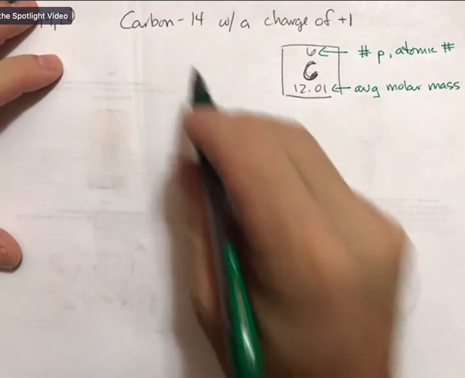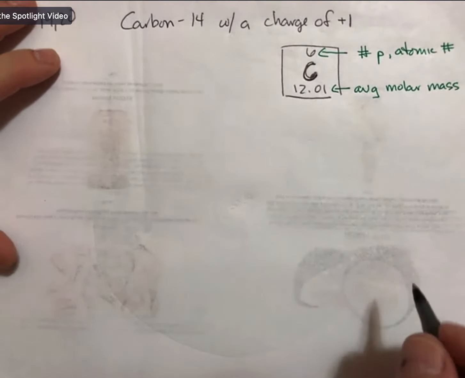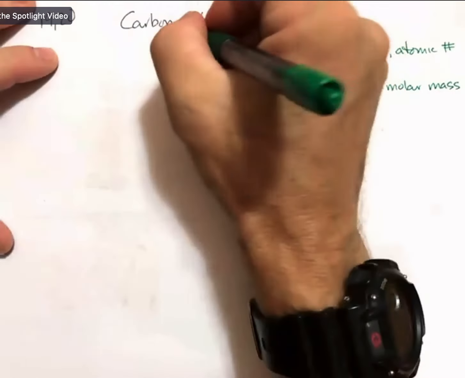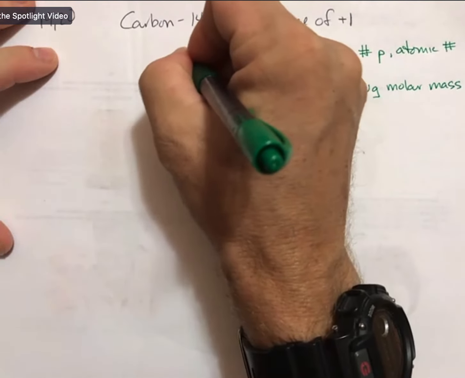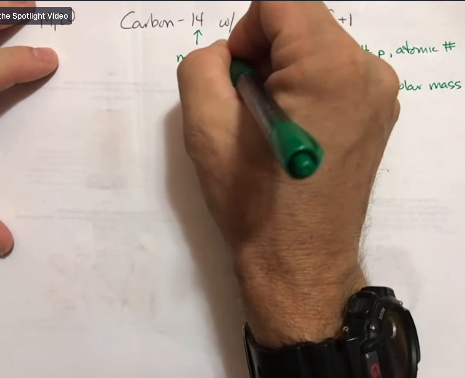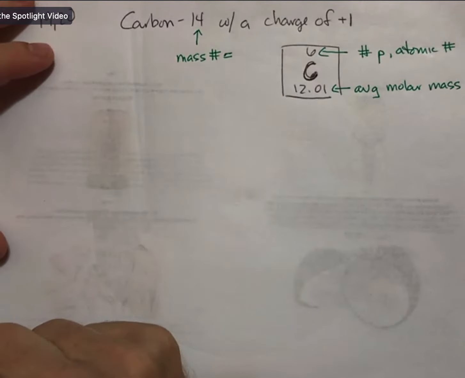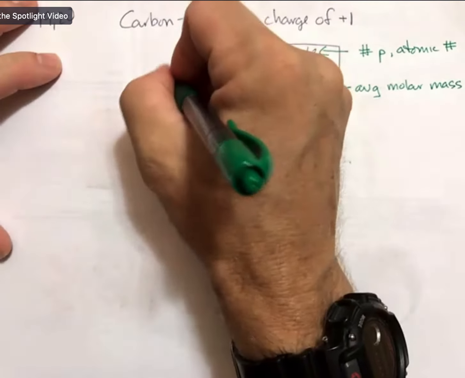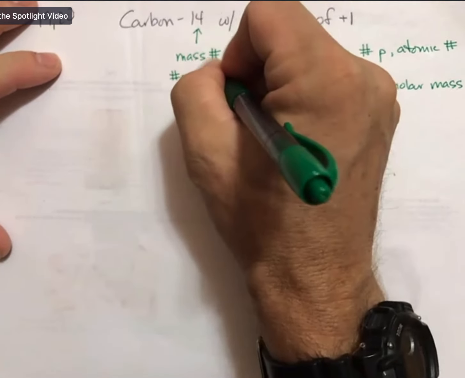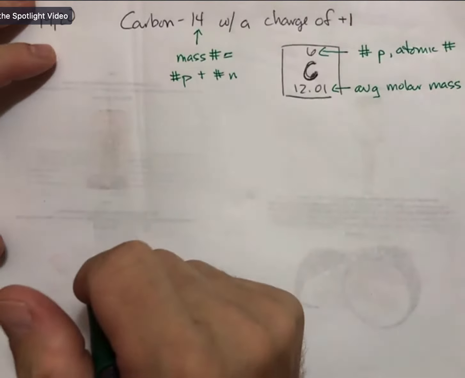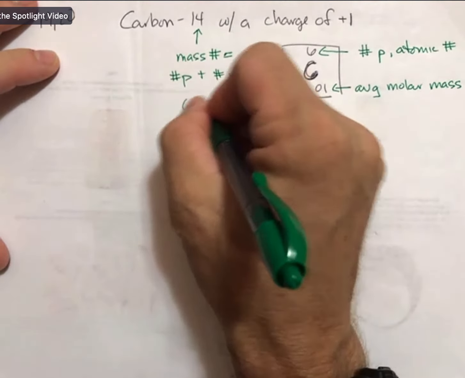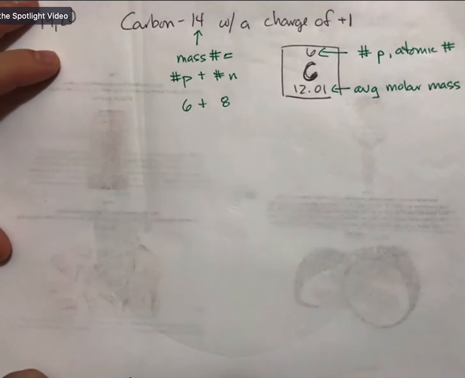Now let's talk specifically about carbon 14. So 14 is what's called the mass number. And the mass number is equal to the number of protons plus the number of neutrons. So if we have 6 protons, to get 14, then we must have 8 neutrons.